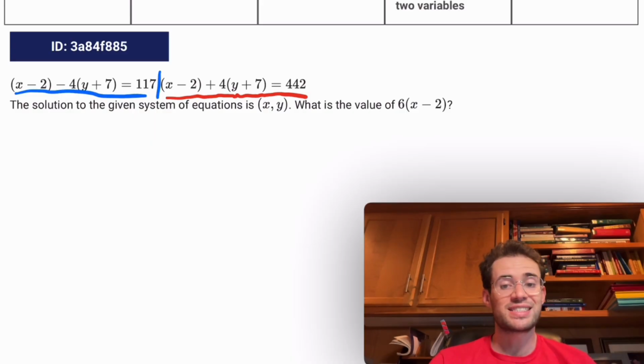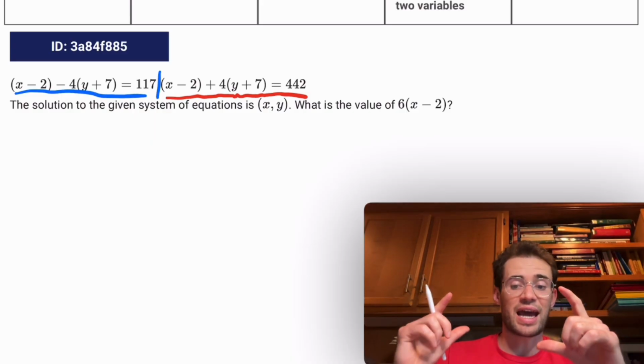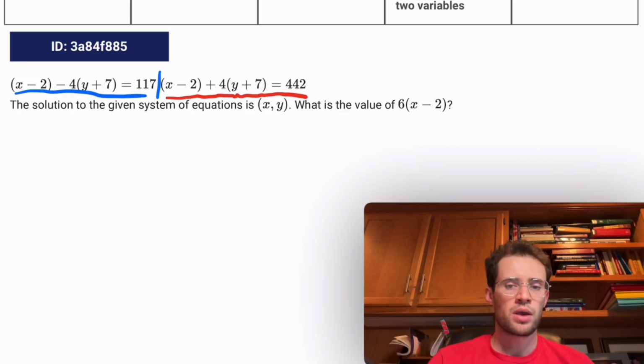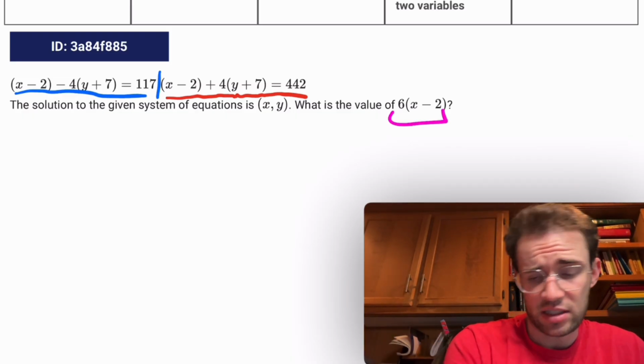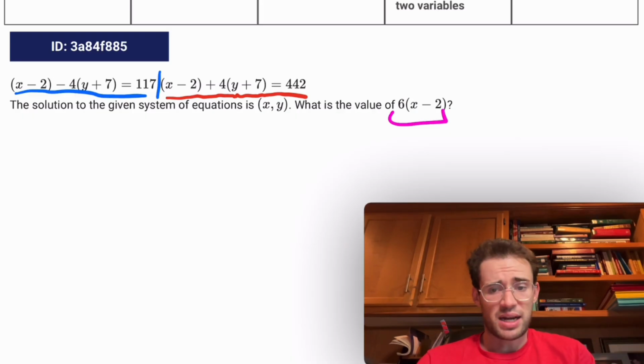What is the value of 6 times the quantity x minus 2? All right, so whenever they ask for something like this, where they're not actually asking for x, they're asking for x plus something, x minus something, x times something.